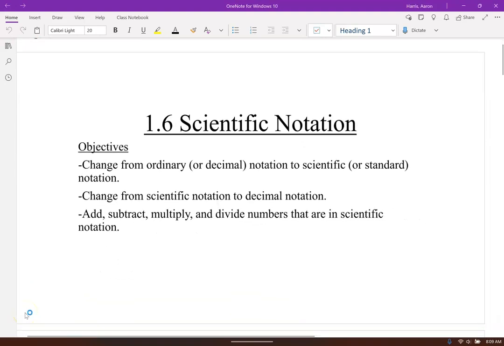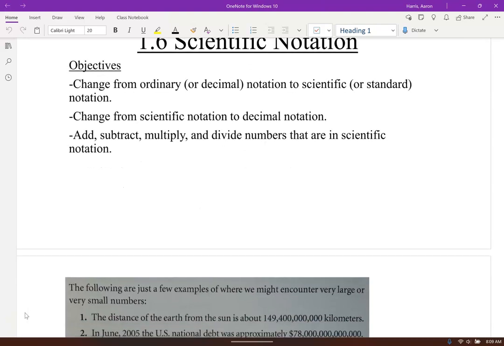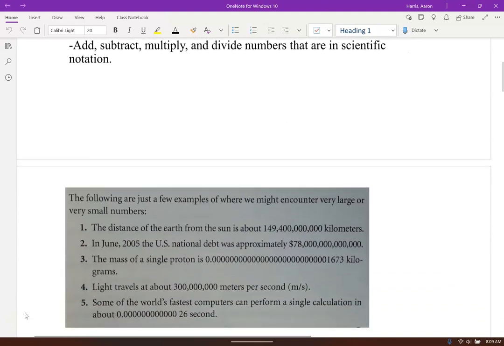Here's our objectives for scientific notation. We'll change from ordinary or decimal notation to scientific or standard notation and vice versa. And then we'll do operations with numbers that are in scientific notation.